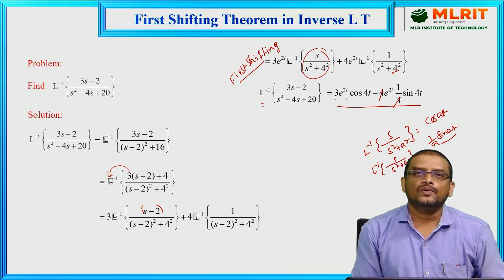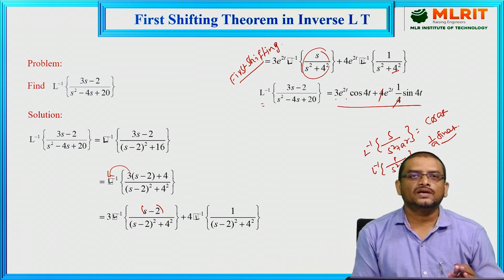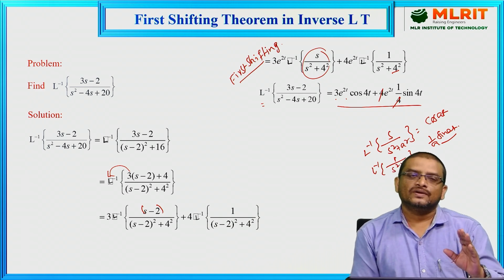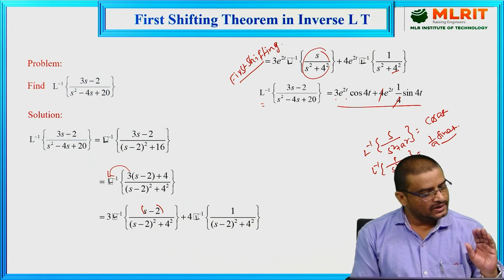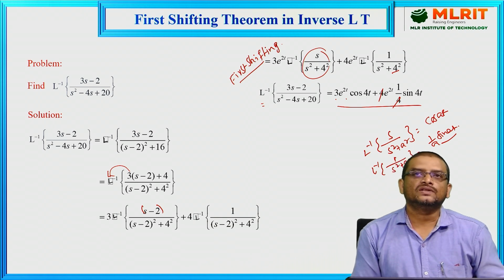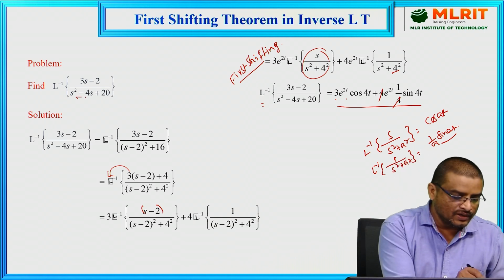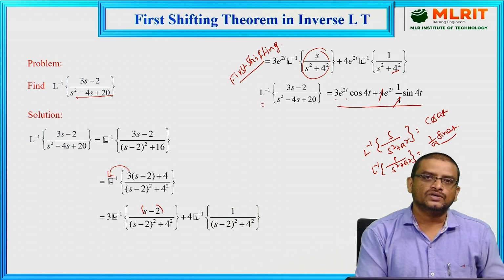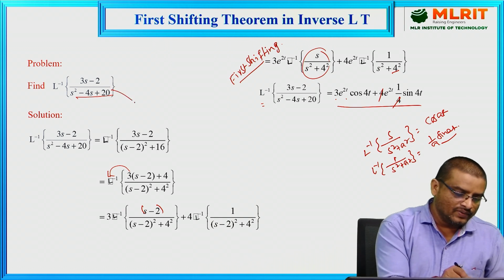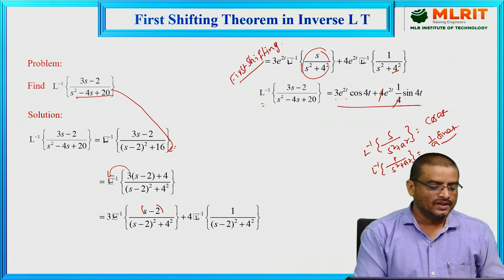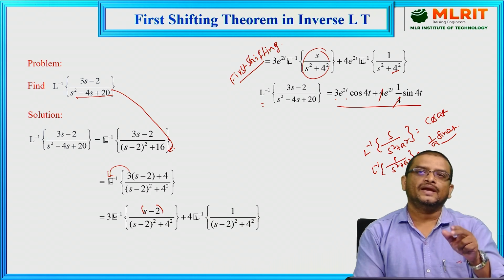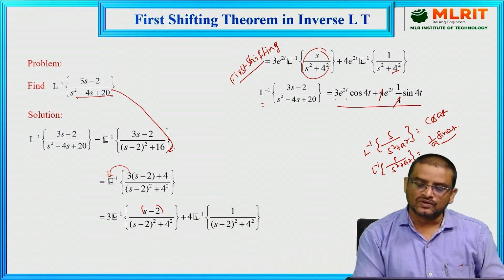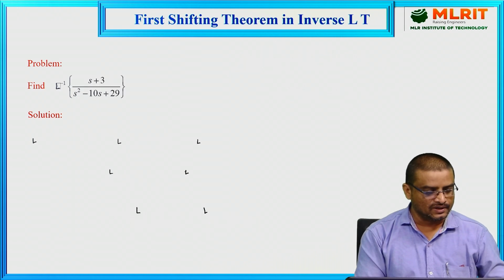So the main important point in this example is very clear: we can see where we can use this first shifting theorem. This denominator is not possible to split into linear factors. So whenever we have this type of situation in the given function f bar of s, we can convert that quadratic polynomial into the form s minus a or s plus a, and then we can apply the first shifting theorem here.